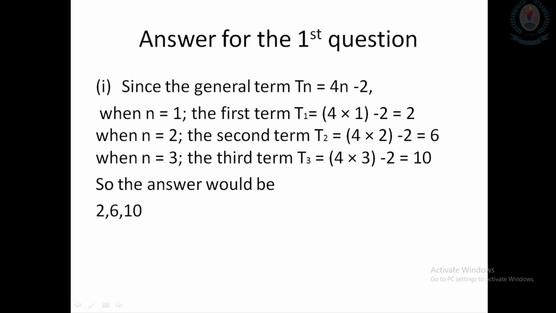Answer for the first question, since the general term Tn equals 4n minus 2, when n equals 1, the first term T1 equals 4 into 1 minus 2, 4 minus 2 equals 2. When n equals 2, the second term T2 is 4 into 2 minus 2, 8 minus 2 is 6. When n equals 3, the third term T3 is 4 into 3, 12, 12 minus 2 is 10. So the answer would be 2, 6, 10.